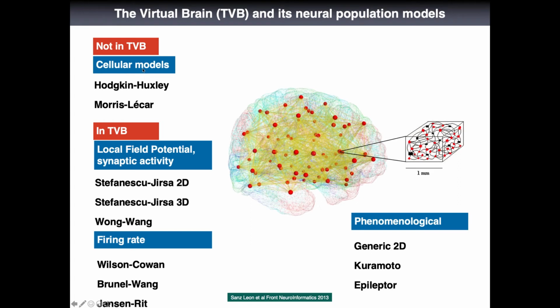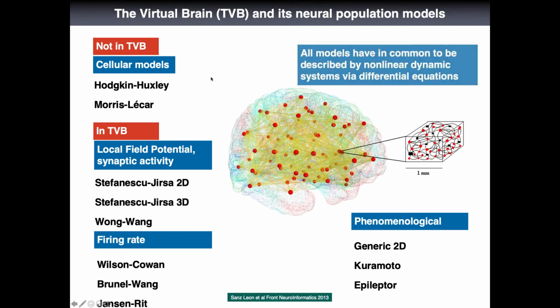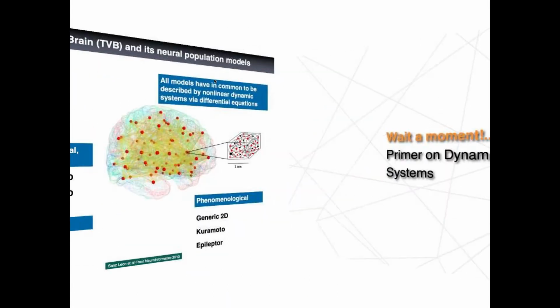What we don't have, though, is more cellular models. We don't represent neurons here. We only represent populations of them. In all cases, what all these models have in common is to be described by nonlinear dynamic systems via differential equations.